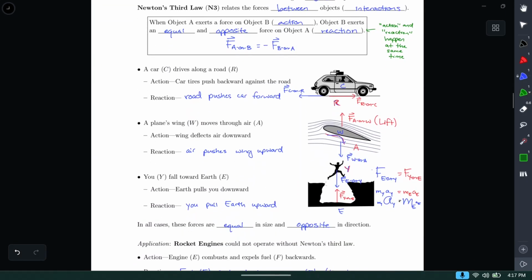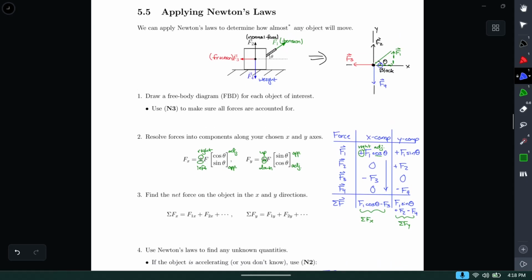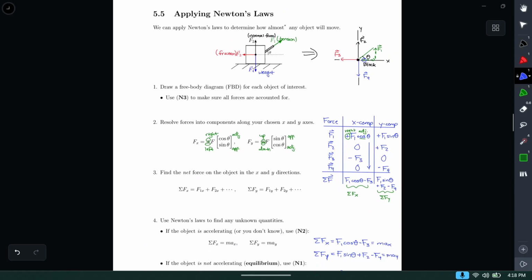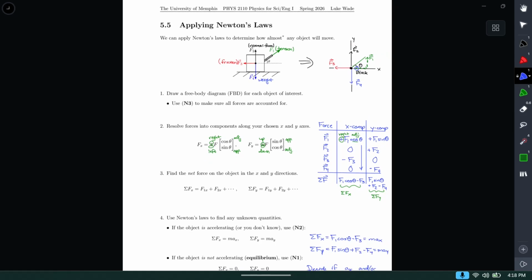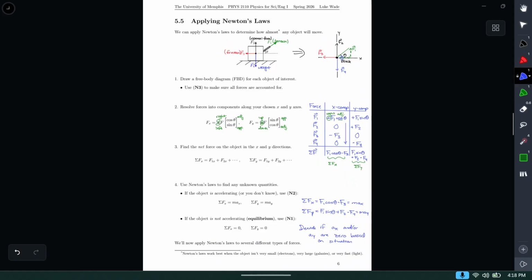Anyway, keep going. So that's the third law. It's that I push on you, you push back on me just as hard no matter what. As hard as that can be to buy sometimes. And then here is the most important page for all of the calculation questions in the entire exam.